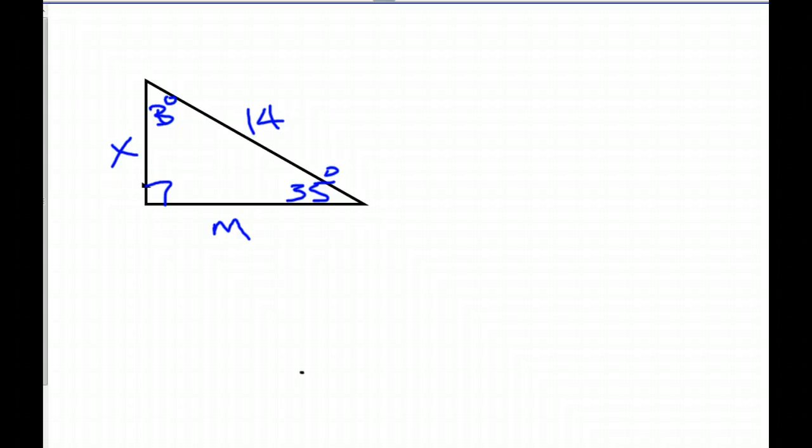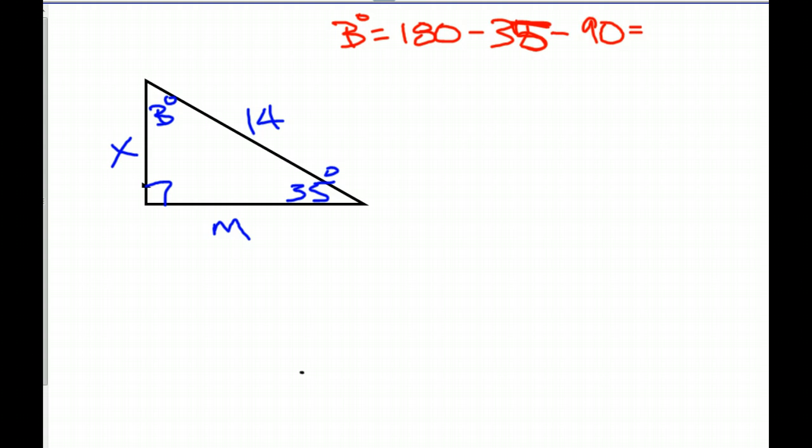Anyway, how did you find out how many degrees b is? We don't know. You erased it. It's b degrees equals 180 minus 35 minus 90, which gave us how many degrees? 55. Which means b is 55 degrees. All right.